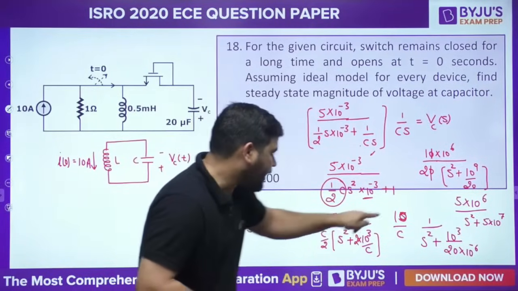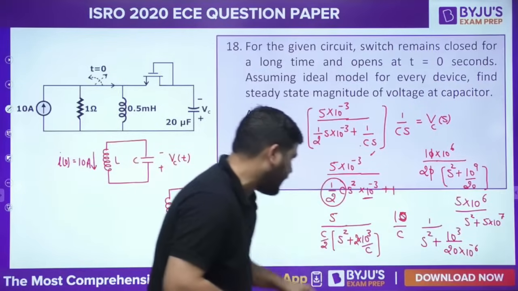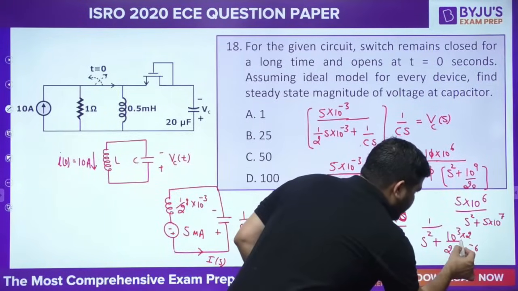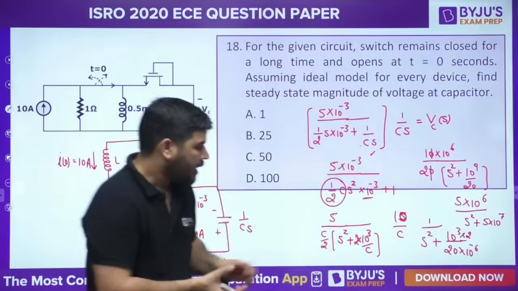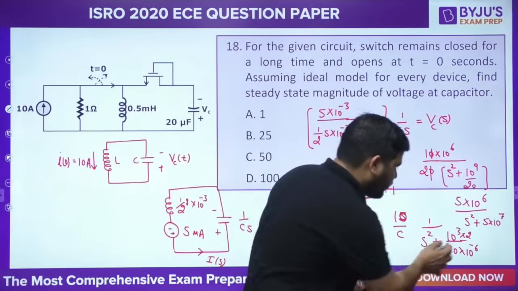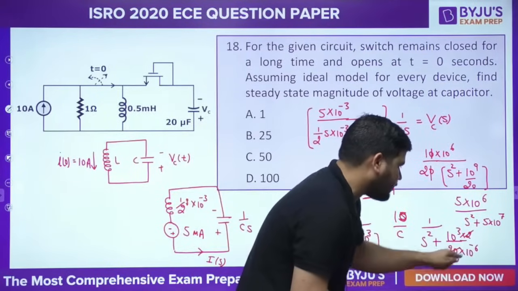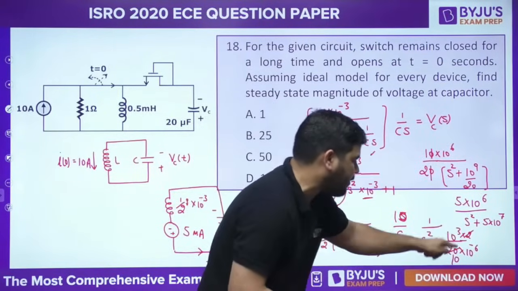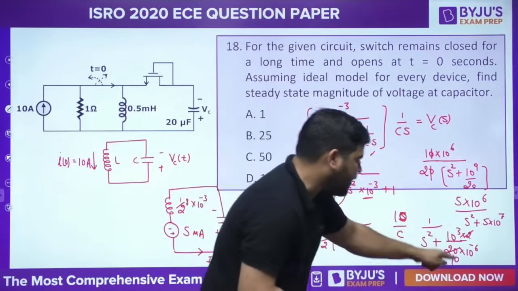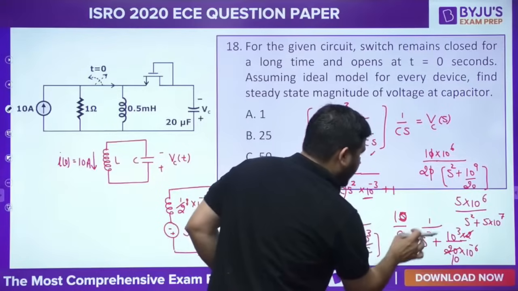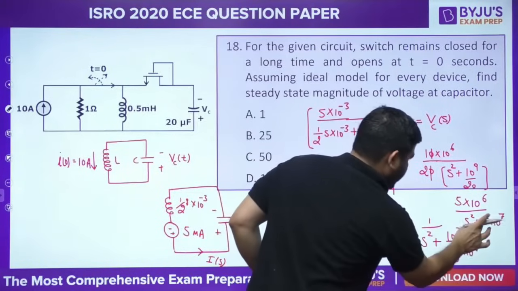Now it will become 10 by C, 1 over S square plus 2 into 10 to the power 3 divided by C. Now you can see that this value can cancel with this 10. So this will become 10 to the power minus 5 and 10 to the power 3, so it will become 10 to the power 8. So in the denominator you will be left with 10 to the power 8. So what you can do is, let me simplify this.